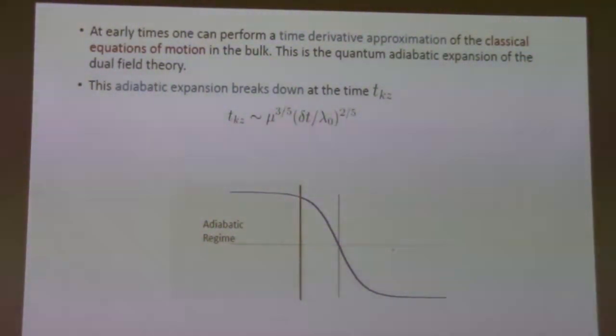As I said, at early times one can perform a time derivative approximation of the classical equations of motion. Now you have some PDEs, and a time derivative expansion is quite straightforward to do. You can figure out when this time derivative expansion breaks down, and this is the answer for this particular model. There are some fractional powers which are related to the kind of nonlinearity the system has.